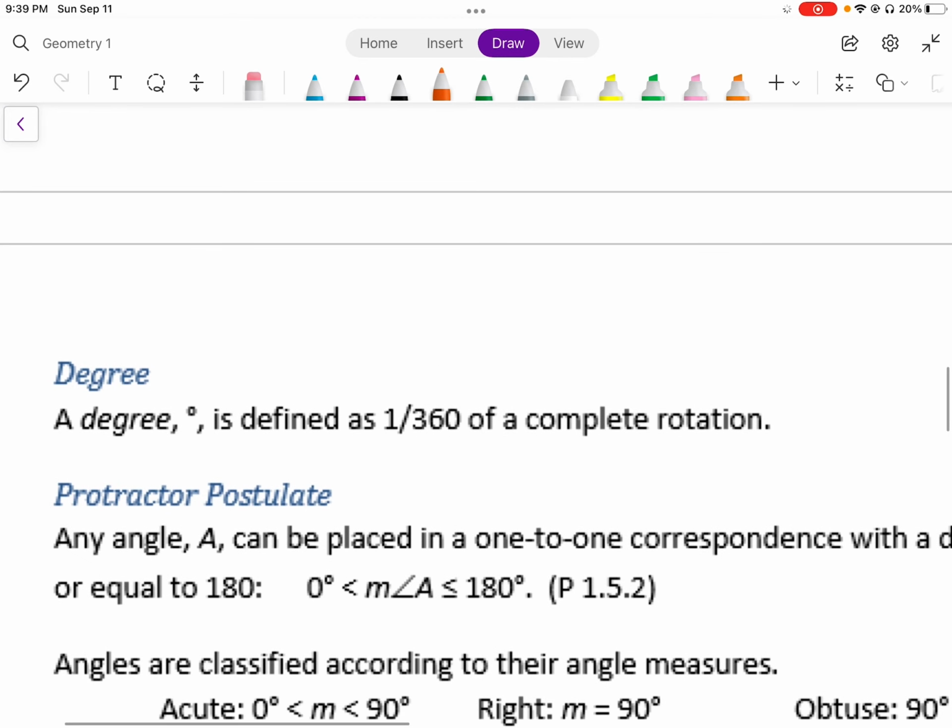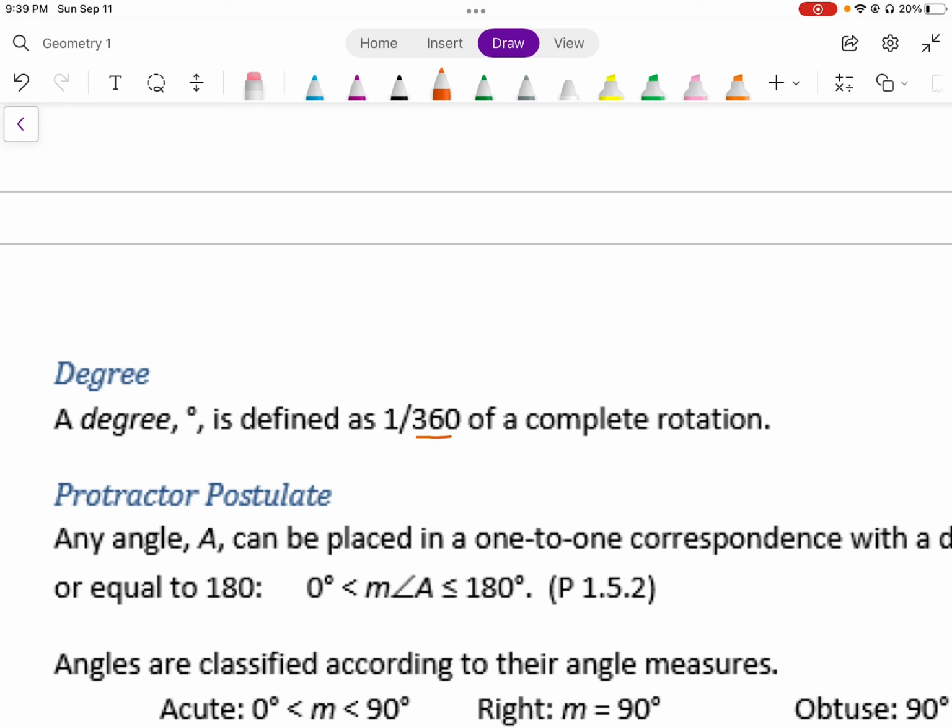So that was segments and measures of segments. Now we're going to get to angles. And the way that we learn to measure an angle is we use degrees. There are other ways to measure angles, but what we're learning right now is degrees. So a degree, it's really not an amazing definition. It's just 1/360th of a complete rotation.